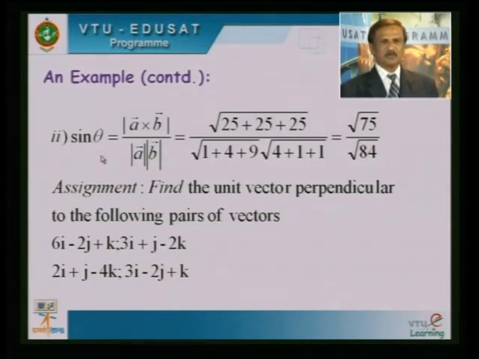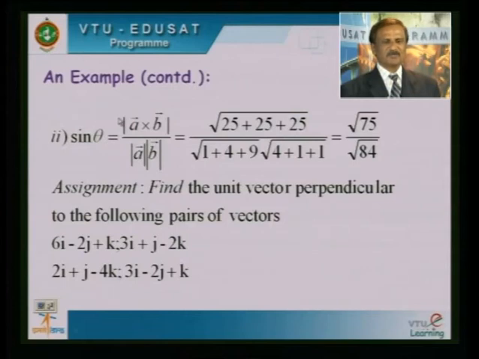In the similar way, I want to calculate the value of sin theta. Is it clear? Sin theta is equal to modulus of a cross b divided by modulus of a into modulus of b, which is square root of, just now we have observed, you will get 75, square root of 75. So, whole divided by modulus of a, which is unknown; you have to observe the coefficients of i, j, k, whole square: 1 square, 2 square, 3 square, and in case of vector b, square root of 2 square, 1 square, 1 square. Is it clear? After simplification, I hope you get square root of 84.